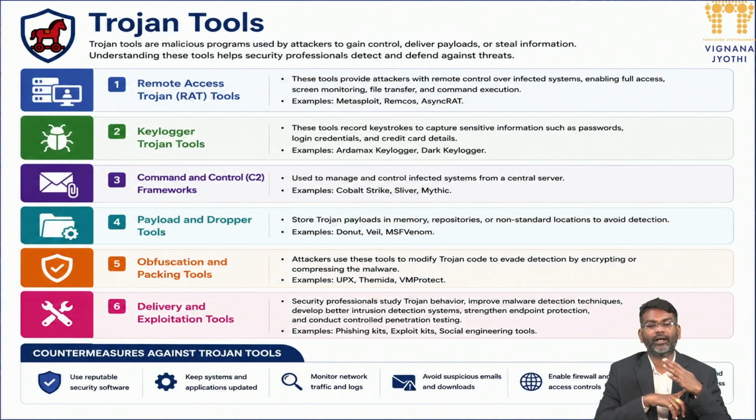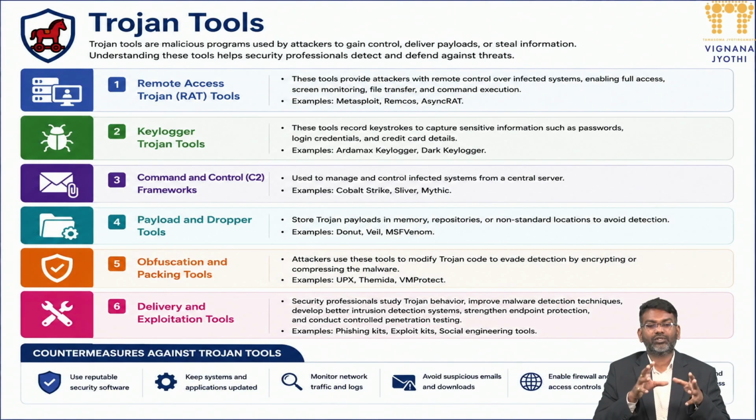And we have the command and control framework. It is used mainly to manage and control the entire infected system from a remote centralized server. The attacker sits in a remote location and controls the total application by giving unwanted commands. Then payload and dropper tools: these tools mainly affect the system resources, regarding the memory, repositories and directories. The best example is Donut.